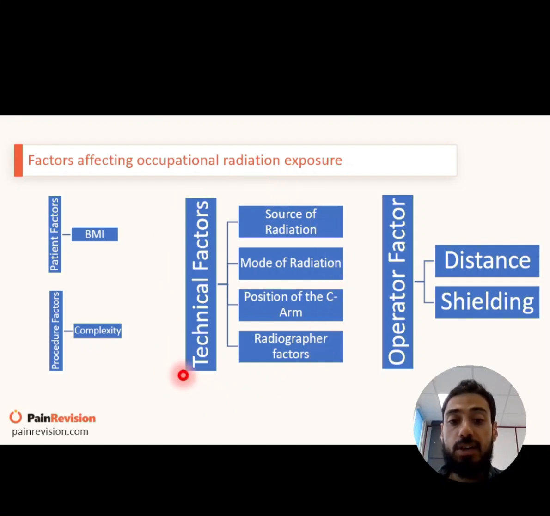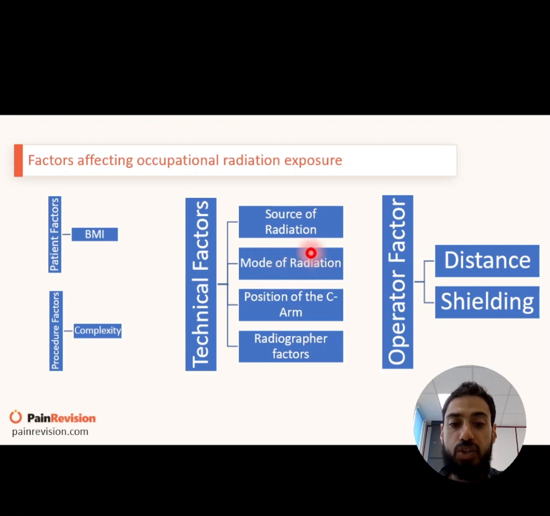From the technical side of things, the source of radiation is important. Are you using a C-arm, which is the least amount of radiation? If you're using an O-arm, which completely surrounds the patient, that's a higher amount of radiation. If you're using a CT, so CT-guided procedures, that's an even higher dose of radiation.